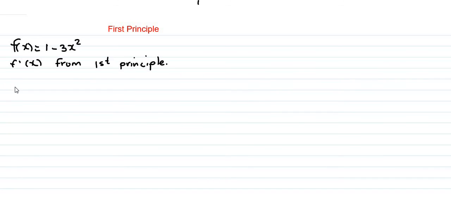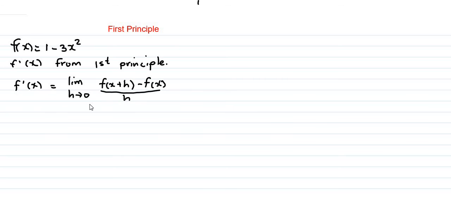So first principle, from the formula sheet, the first derivative of a function we write as the limit as h tends to 0 of f of x plus h minus f of x, divide by h. So if we substitute, h is 0.